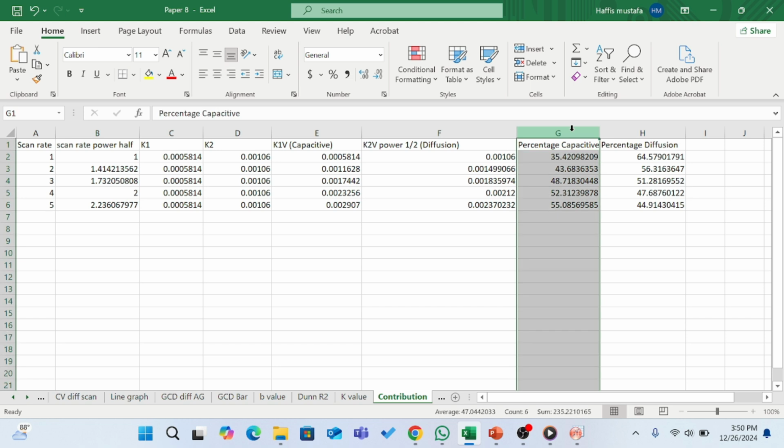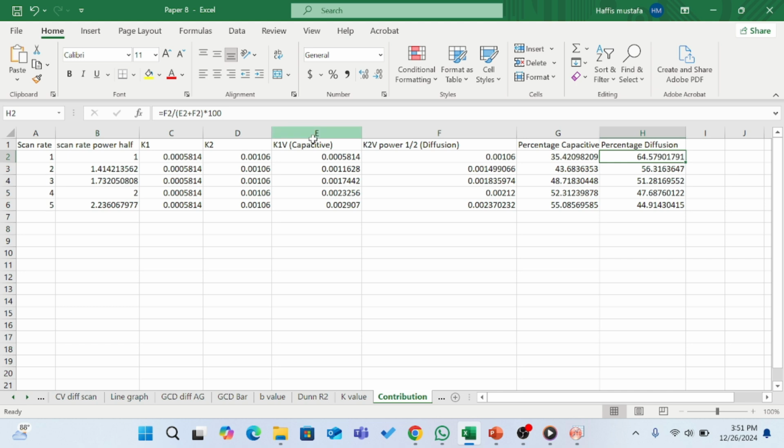You see here, to get the percentage capacitive, what I'm going to do, E2 is capacitive K1V divided by K1V plus K2V, times 100. That's how I get the percentage capacitive. And percentage diffusion is the same. However, what you need to do is diffusion divided by capacitive plus diffusion, times 100. So that's how you get it. Okay, so now you got it in terms of percentage.